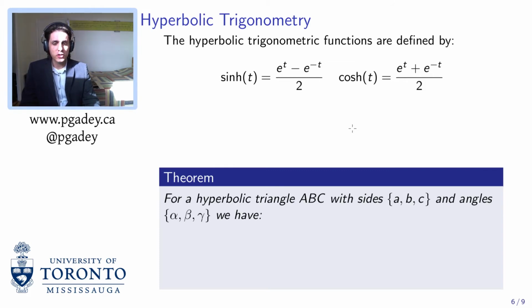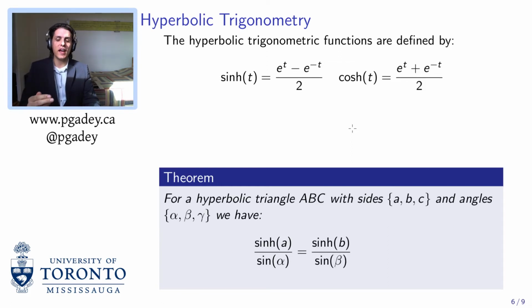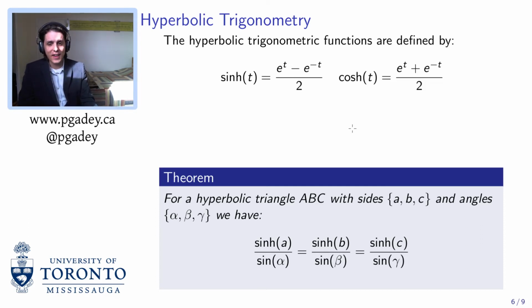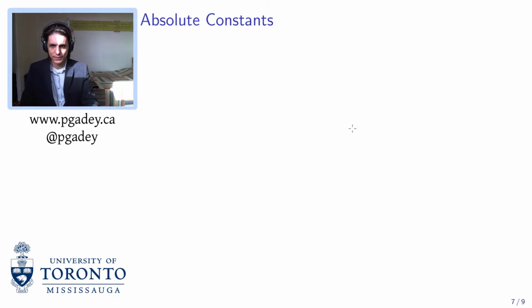So for a hyperbolic triangle ABC with sides a, b, c and angles alpha, beta, gamma, we have that hyperbolic sine of a divided by sine alpha is hyperbolic sine of b divided by sine beta is hyperbolic sine of c divided by sine gamma. So this is a sort of hyperbolic analog of the sine law for Euclidean triangles. And what this allows us to do is calculate lengths in hyperbolic space.